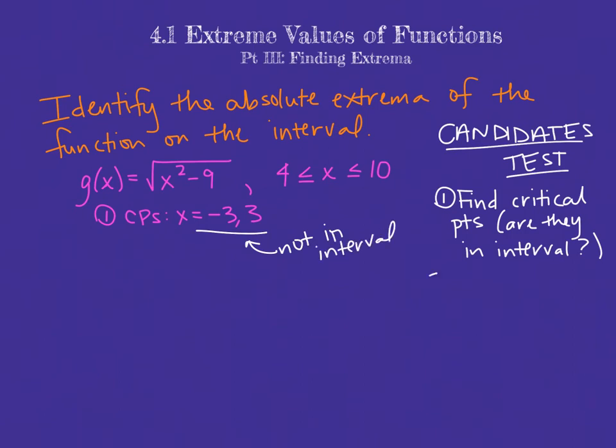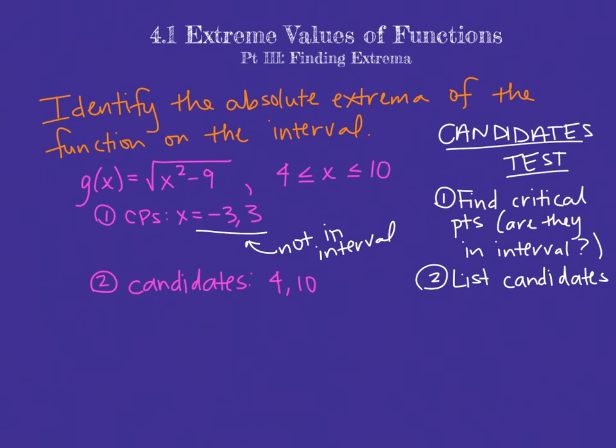Candidates, recall from the first example, are the endpoints and the critical points if those critical points are within our interval. So in this case, our candidates are simply just our endpoints. Again, because the critical points that we found in the previous video were only -3 and 3, and those are not in the interval from 4 to 10. So our candidates are only our endpoints. In this case, x equals 4 and x equals 10.